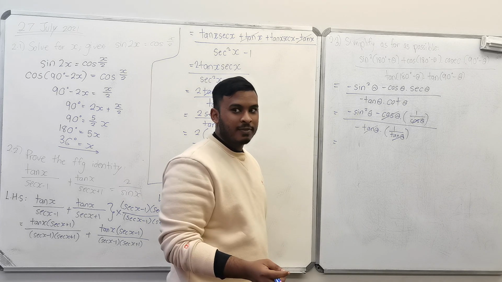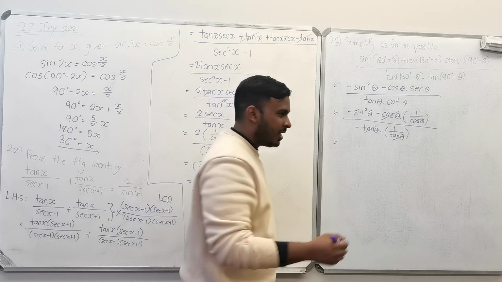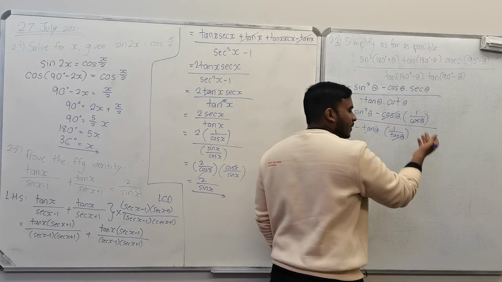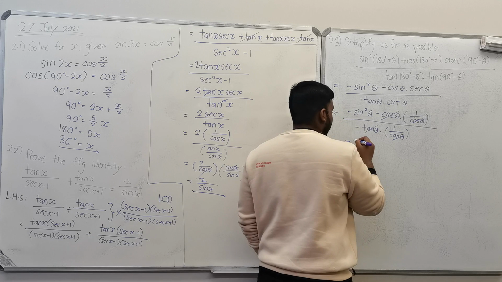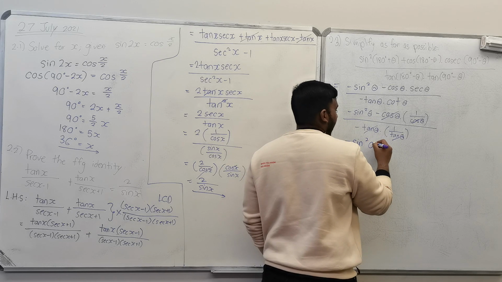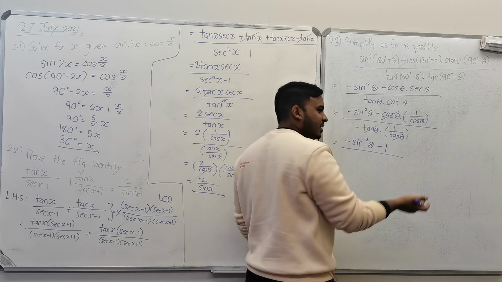It's minus sine squared angle minus 1, right? Because when this and this cancel, what number are you left with? Minus 1. You're left with minus 1. So when you're writing it, minus sine squared of the angle minus 1 all over, and if this and this cancel, what are you still left with?